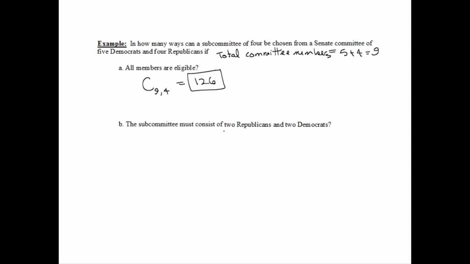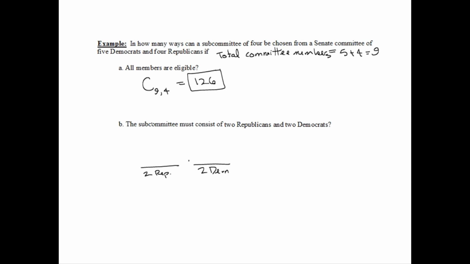Now what if our subcommittee has to consist of 2 Republicans and 2 Democrats? So we have 2 Republicans, and then we're going to have 2 Democrats, and we want to figure out the number of ways each of these can happen, and then we're going to multiply them together using our multiplication principle.